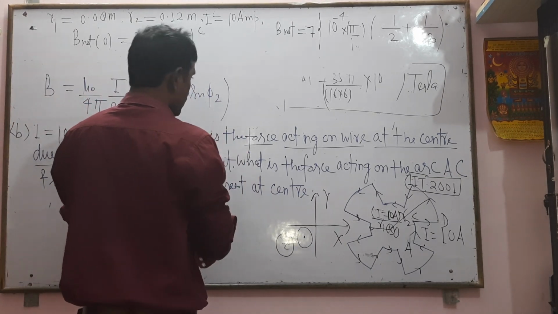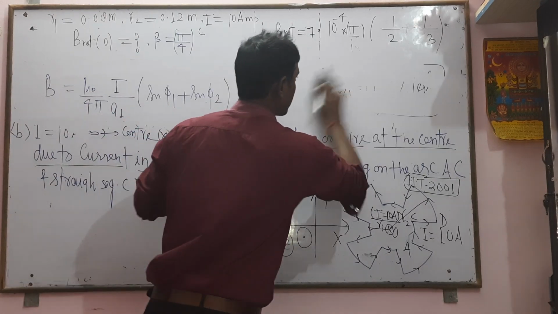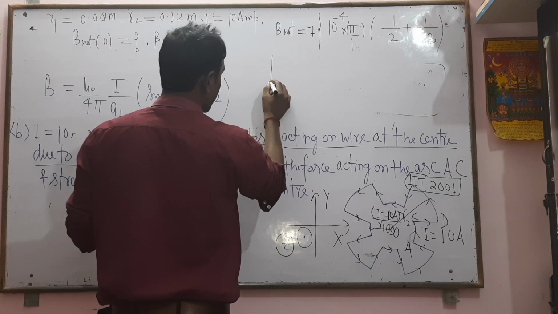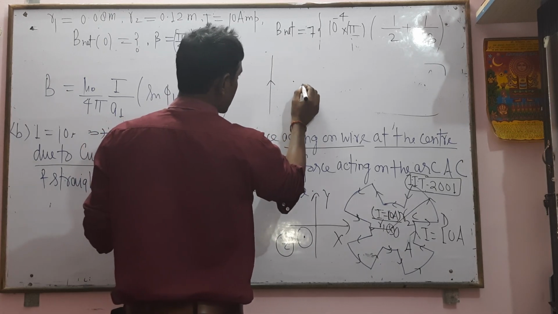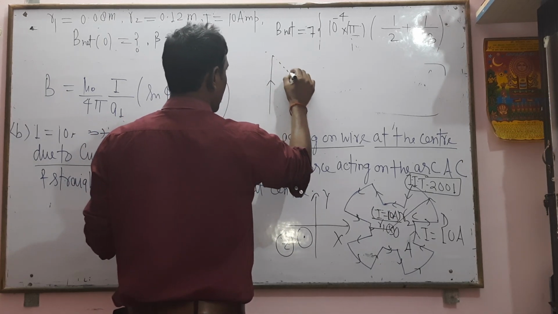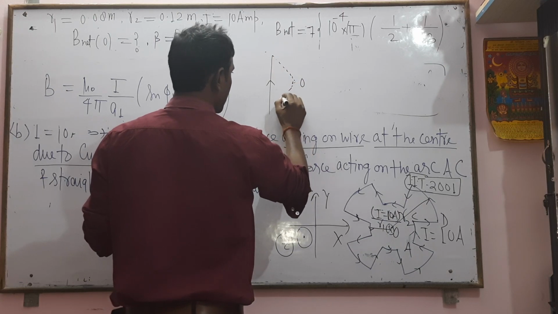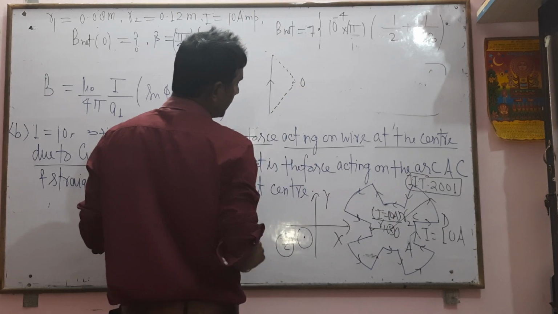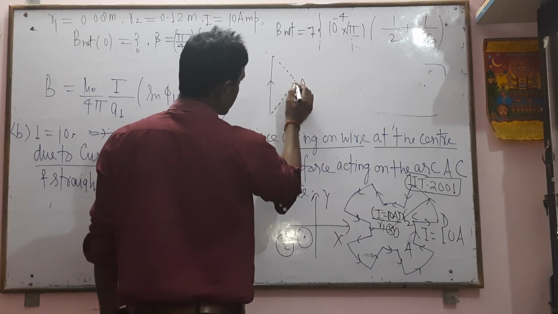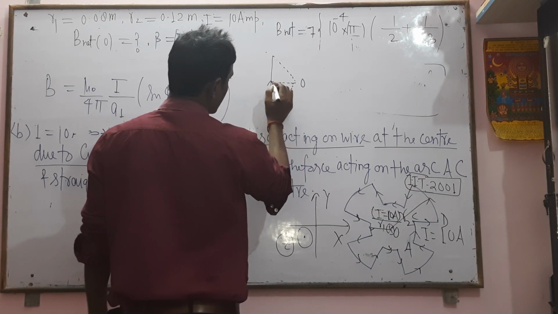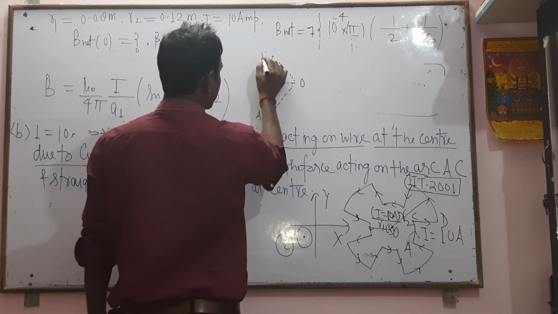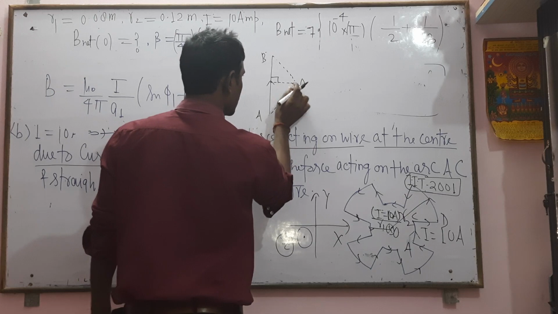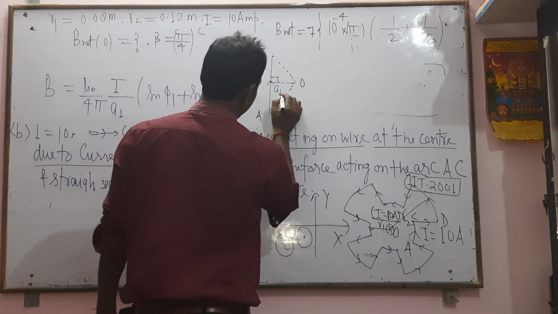So this concept will be applied for this type of setup. Let us suppose this is the current carrying wire at O point. We need the magnetic field due to this current carrying wire. We take the perpendicular distance from the center O to this wire. This is the AB segment, and this is the perpendicular.